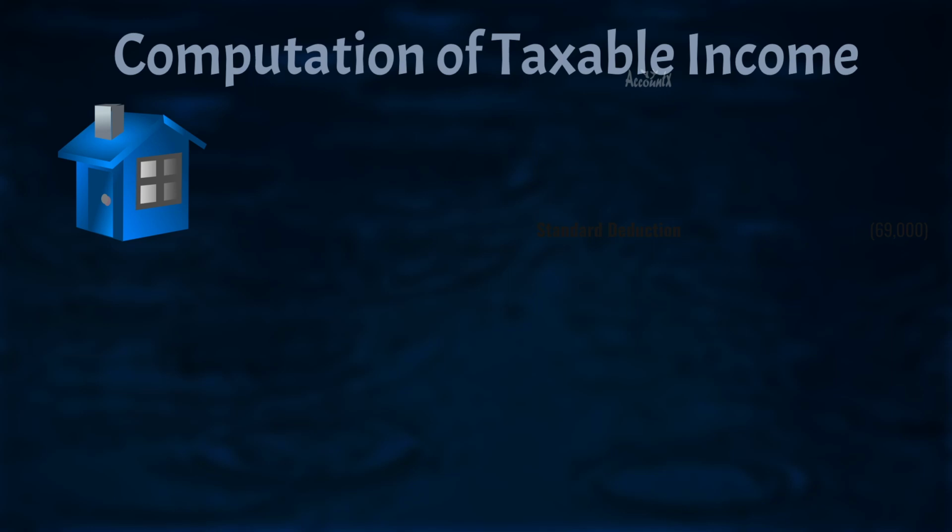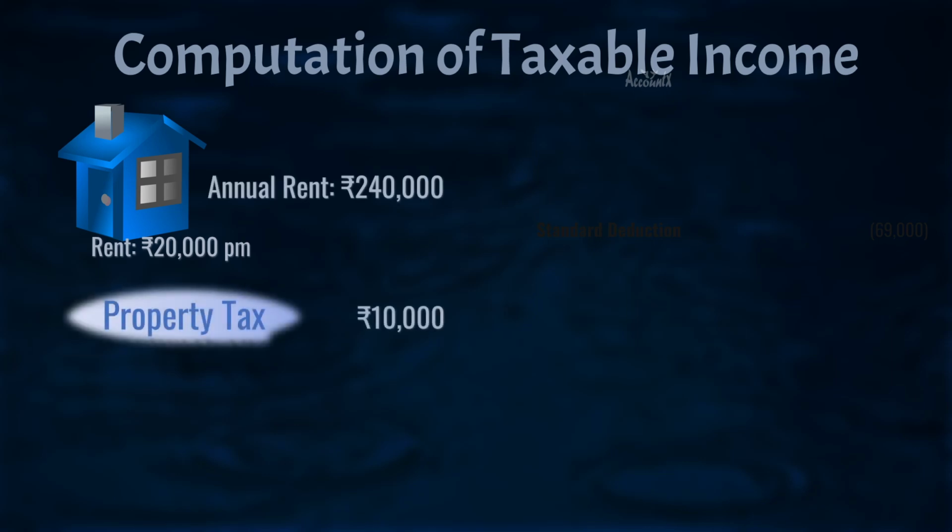To have a better understanding, let's consider a simple example. Let's say here is a house that you have rented out for a monthly rent of 20,000. So annual rent would be 2.4 lakh. Let's say the property tax that you have paid is 10k and interest on housing loan is 100k, that is 1 lakh. Let's now compute taxable rental income.